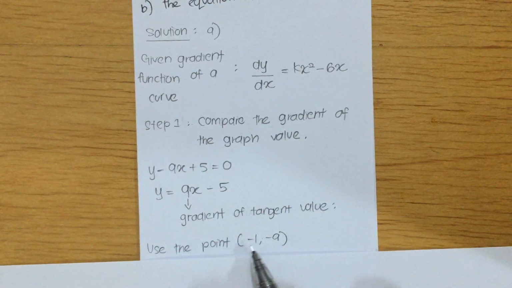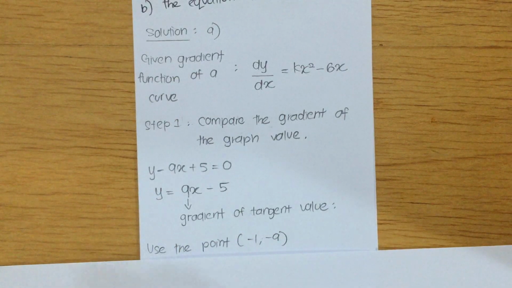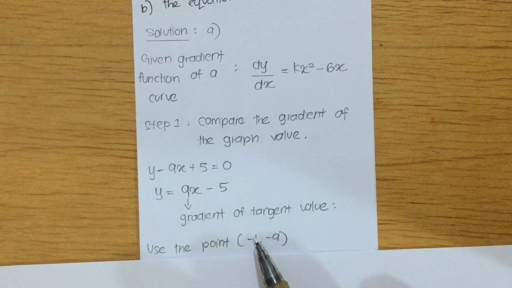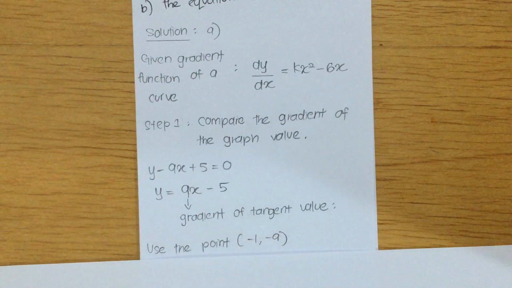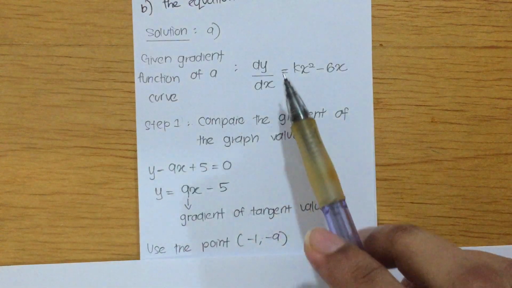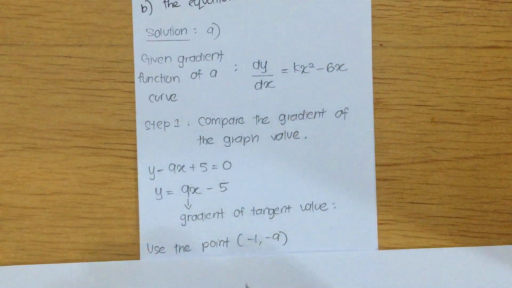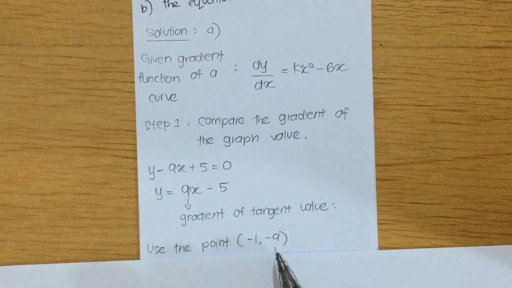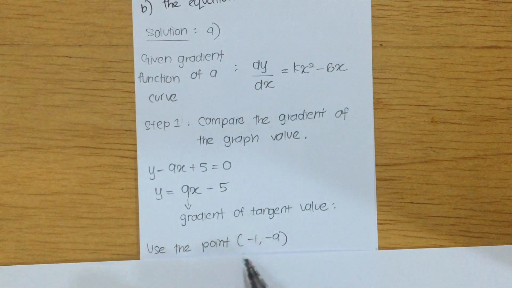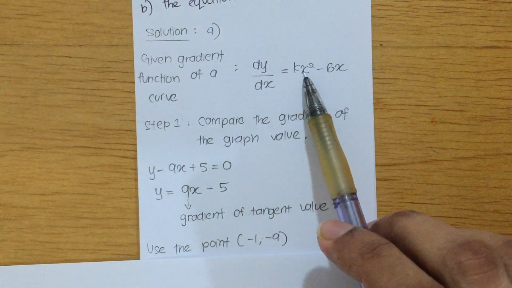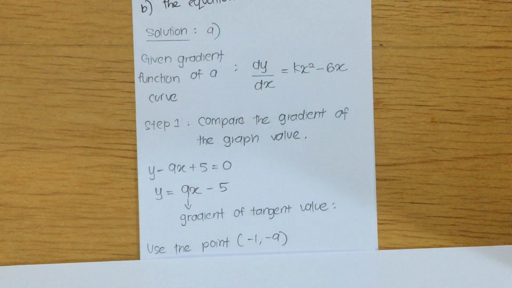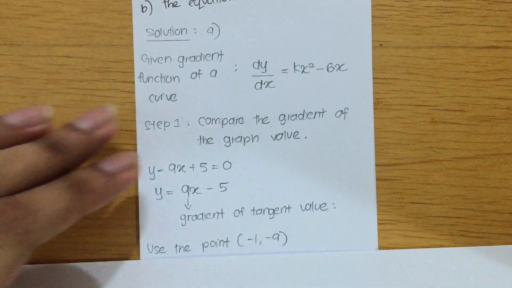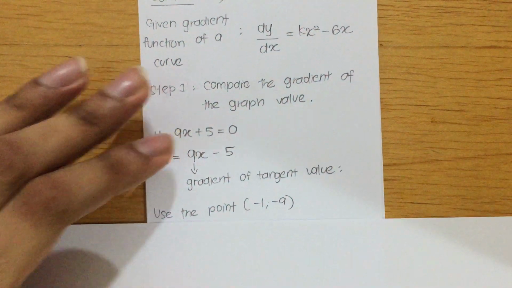by using the coordinate (-1, -9). Please take note guys, you only have to use the x coordinate value. You don't need to use the y coordinate value, because we are calculating with respect to dy/dx. We are not calculating with respect to y. This is our y value. This is the x value which we will be substituting into this dy/dx. Okay, let us continue.